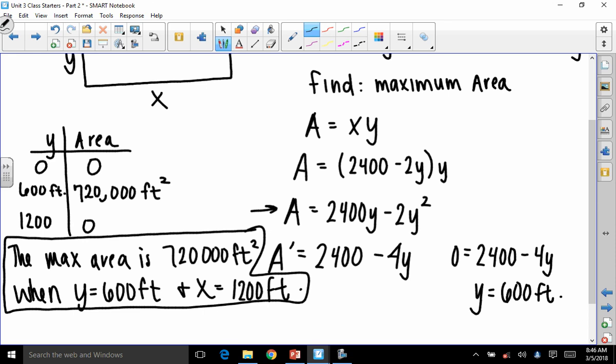Emily, which one? You didn't type it in right. I'm just figuring out where the 600.